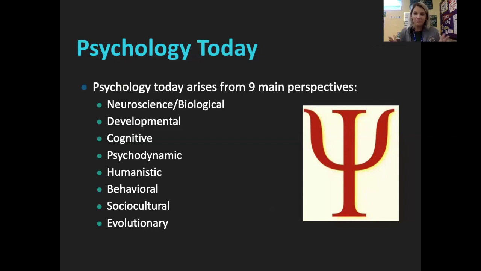So there are 8 main perspectives, as we discussed last week, to modern psychology, and those are neuroscience, also sometimes called biological, developmental, cognitive, psychodynamic, humanistic, behavioral, sociocultural, and evolutionary. So we're going to go through all those right now, and this is going to be more or less a review. And hopefully by the end of this Edpuzzle, you'll have a pretty clear idea on each one.